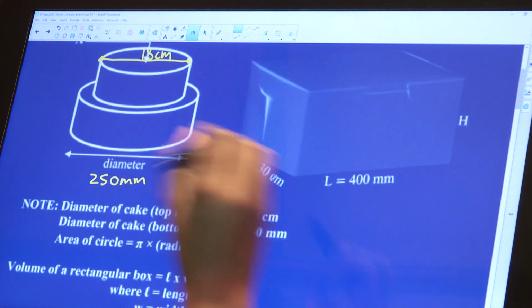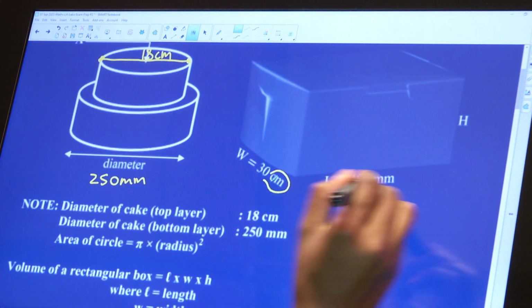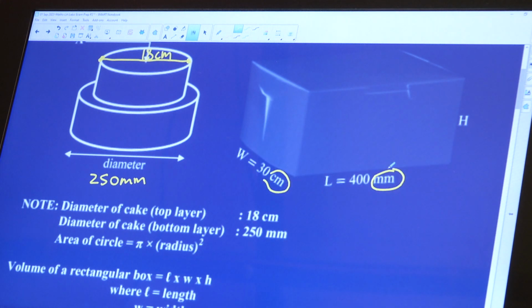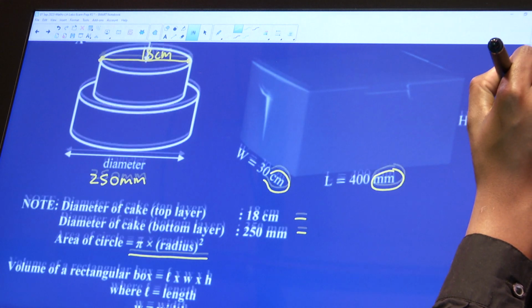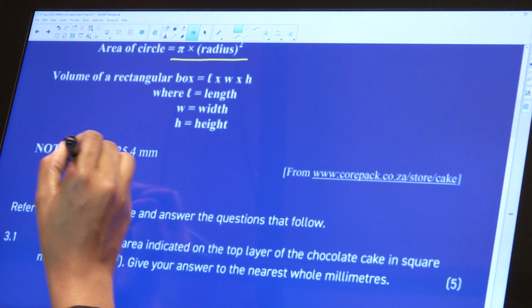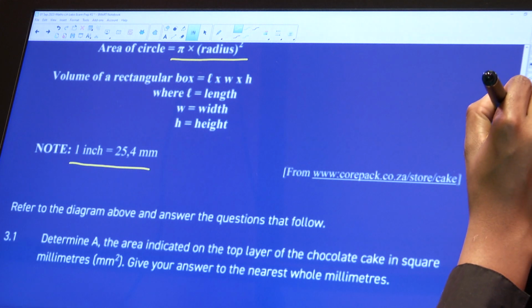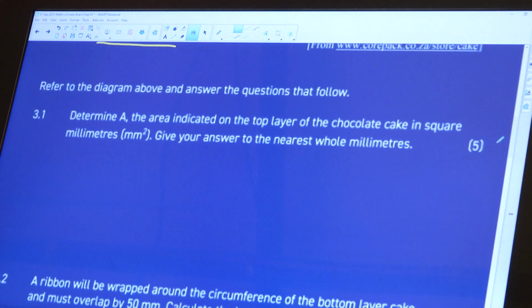Again, this is the box, centimeters, millimeters. Okay? Again. And then I am given the same information that I read from there. I'm given the formula. And I always say, if you cannot use the formula, then there's no use for that formula being given to you. And then we have a nice note there, meaning we're going to be using it. And then it says here, determine A, the area indicated at the top layer of the chocolate cake in square millimeters. I'm going to show you 2 ways of doing this.